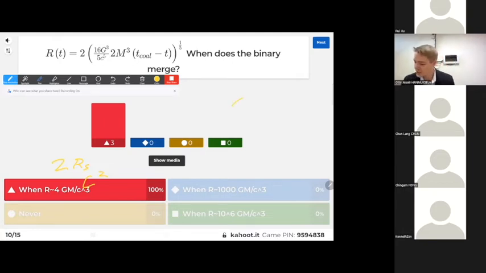So the situation is this. There are two black holes, and as you said, this is the Schwarzschild radius. This is the R. So you could think of it as the size of the black hole. And I guess what you're getting at is that when the two event horizons touch, then there's a merger. You are saying as if that is not the case?